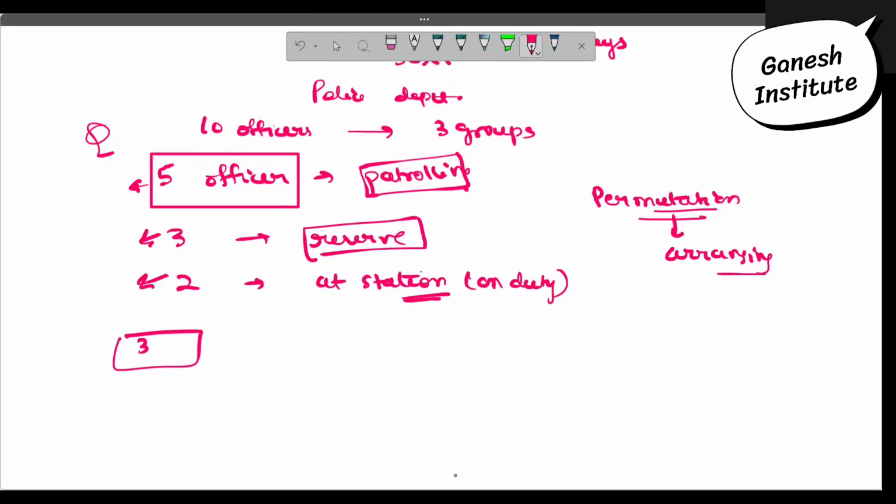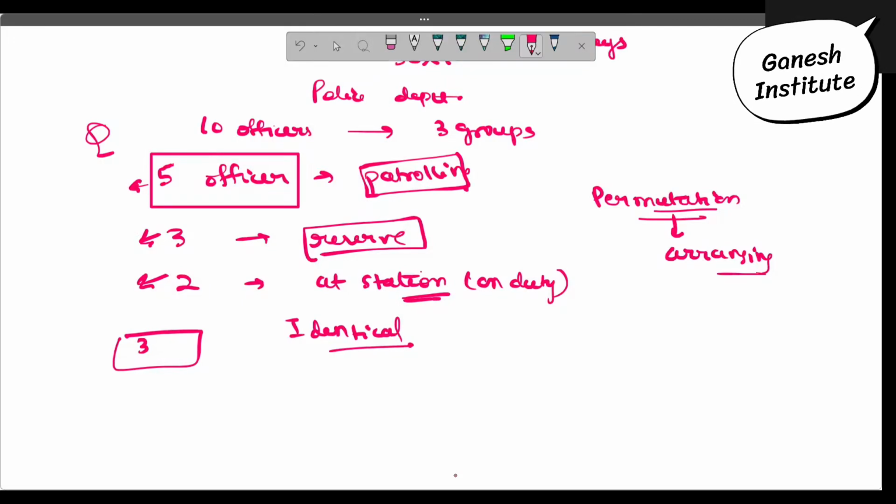Identical. Identical. Correct. So tell me what's the answer? 5 factorial into 3 factorial into 2 factorial. No, 10 factorial by 5 factorial into 3 factorial into 2 factorial. Perfect. That's what I wanted. So tell me the answer. 10 factorial by 5 factorial, 3 factorial, 2 factorial.